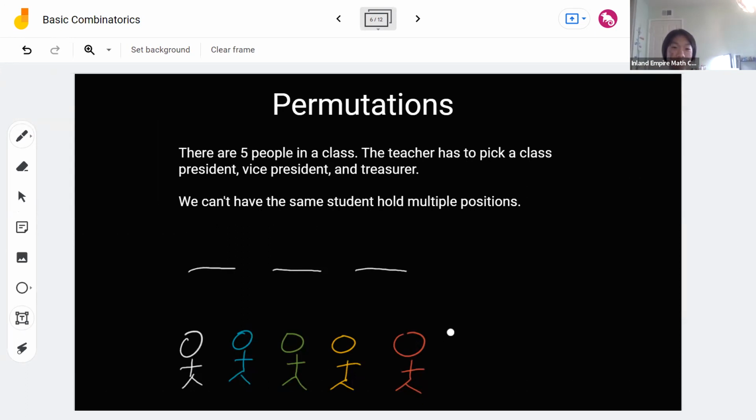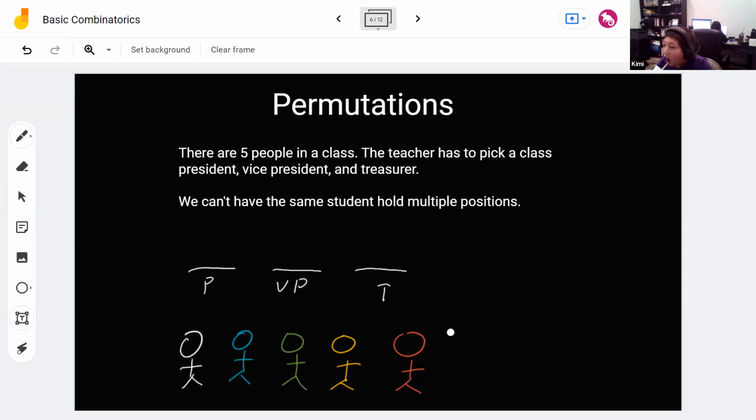Okay, so back to the problem. Let's think about this just from a logical standpoint, right? So we need to pick the president, the vice president, and the treasurer. So how many choices will we have for the president? Everyone. 5. Oh, so 5 times 5 times 5 divided by 3.